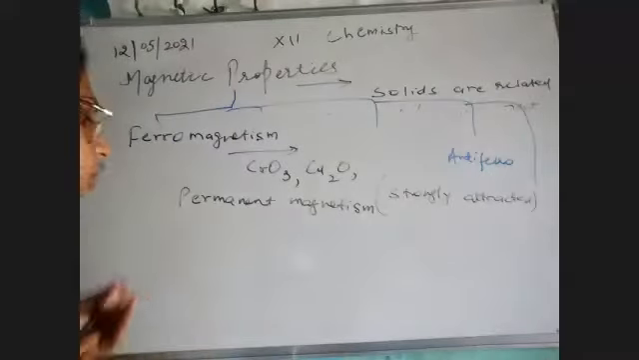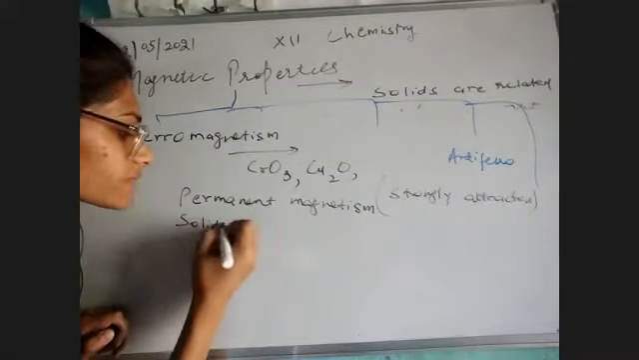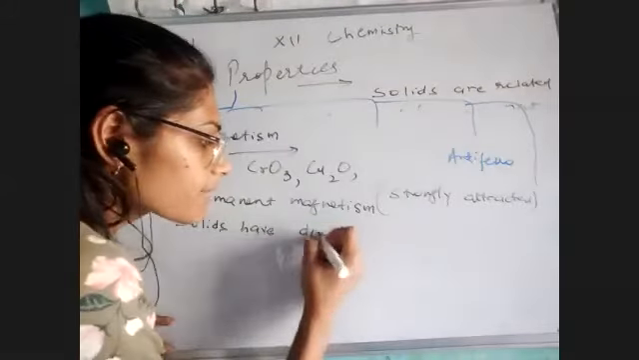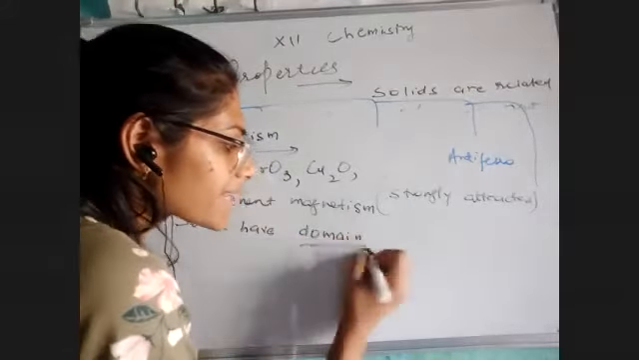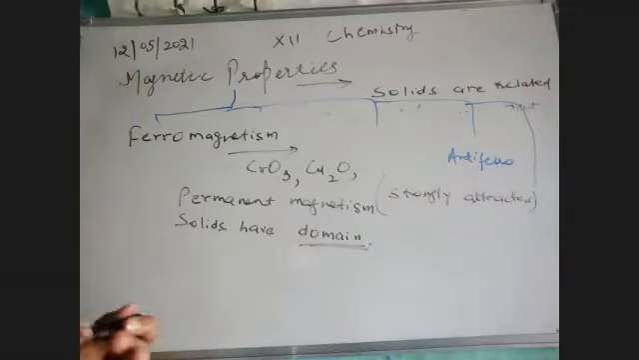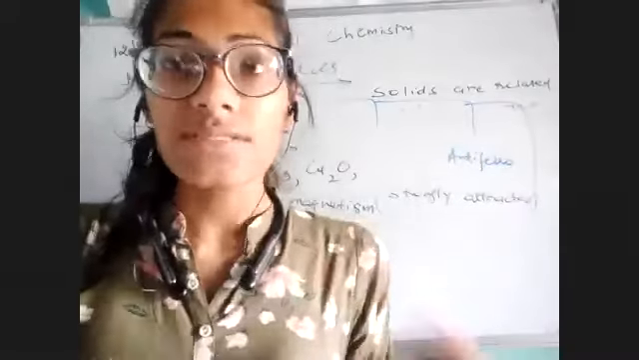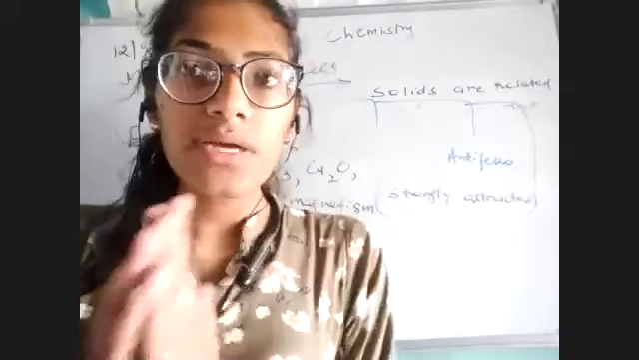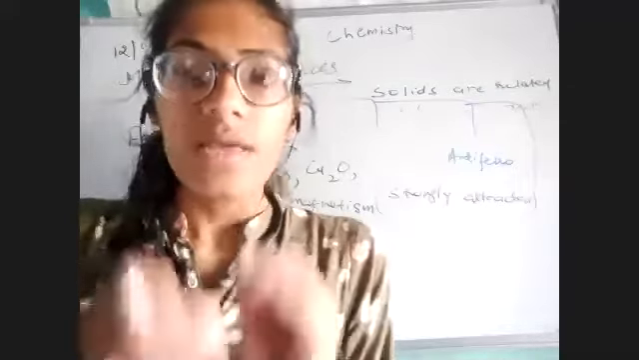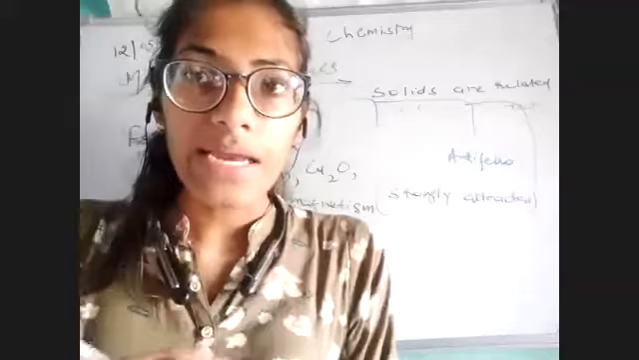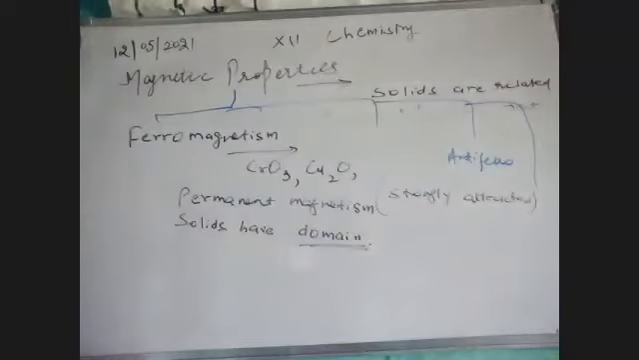Now, the next concept is how can we further elaborate on ferromagnetism? See, solids have some molecules in the form of small magnets known as domains. Each domain is behaving like a magnet, and whenever they are grouped together, we want to see how they are oriented.